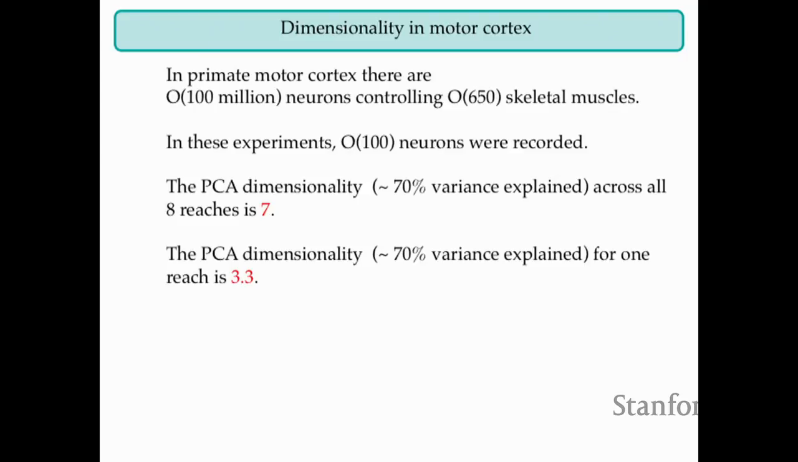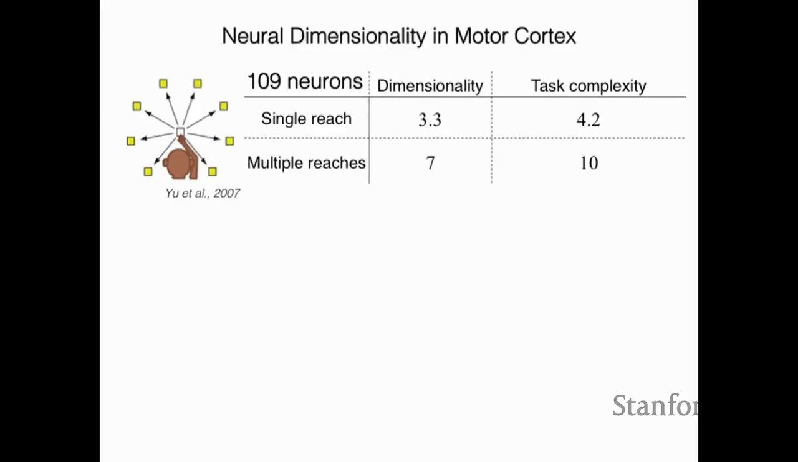Okay? So then again, the puzzle is these numbers are much smaller than the total number of neurons. And again, why is that? What's limiting the complexity? Have we found something intrinsic about brain dynamics that makes it simple? Or is the simplicity of brain dynamics a consequence of the simplicity of the task the monkey is asked to perform? Okay, so it turns out the latter is true. If you compute the task complexity, the neural task complexity, it's about 4.2 for a single reach and 10 for multiple reaches. Okay, so as you can see, the neural dimensionality is close to this upper bound.